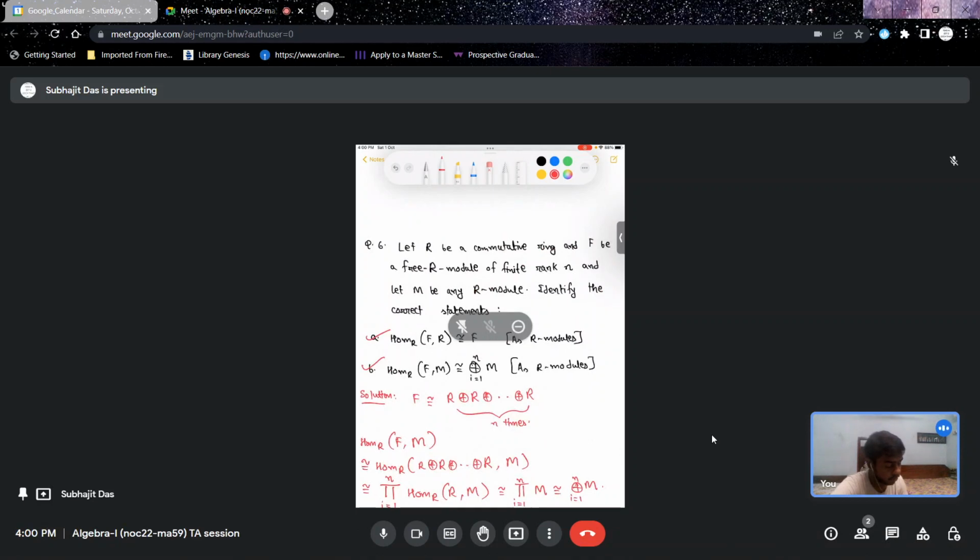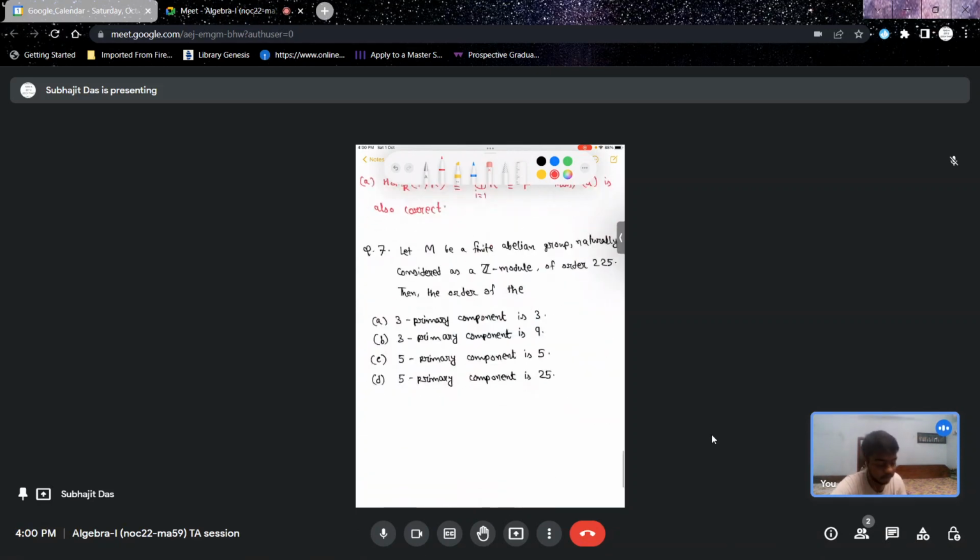So let us move to the final problem. This is very easy, it will take only 2 minutes. Let us read out the question first. Let M be a finite abelian group, naturally considered as a Z module, which has order 2 to the 5. Let's decompose 2 to the 5. 2 to the 5 is equal to 3 squared times 5 squared, if I am not wrong. So we need to identify which of these statements is correct: the order of the 3 primary component is 3, the 3 primary component is 9, the 5 primary component is 5, the 5 primary component is 25.